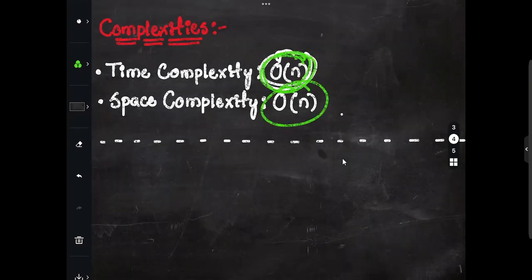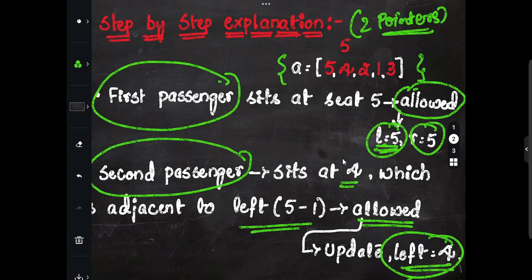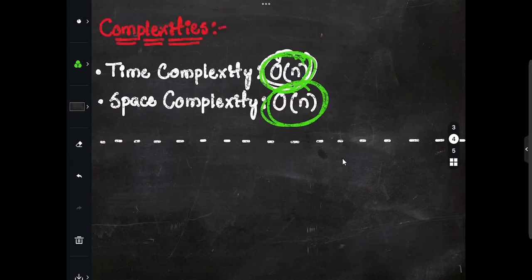What will be the space complexity here? The space complexity would be big O of n as well for the test case, because we are storing seat numbers in an array A. Array A means the one I'm considering here, 5 4 2 1 3. So we are storing seat numbers in the array A, nothing but 5, 4, this one.